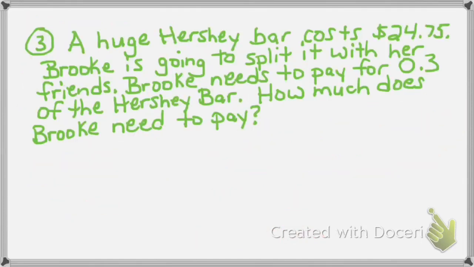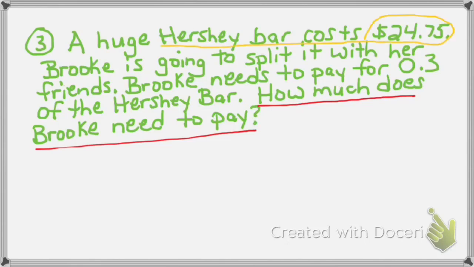Example number 3 says a huge Hershey bar costs $24.75. Brooke is going to split it with her friends. Brooke needs to pay for 0 and 3/10 of the Hershey bar. How much does Brooke need to pay? Well, I have a word problem, so I'm going to underline my question and see what it's asking. I need to know how much does Brooke need to pay.